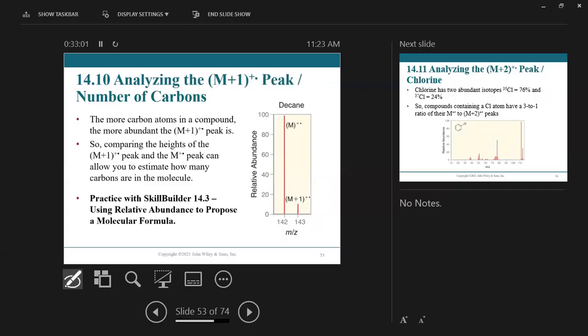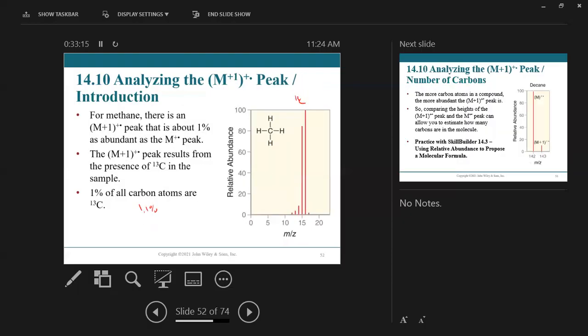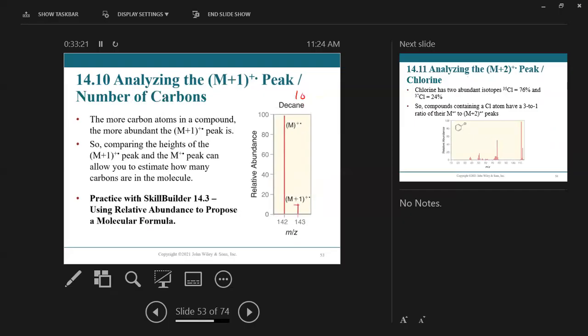So the more carbons in the molecule, the stronger that M+1 peak is going to come up. And here we have decane, which is 10 carbons. So look at the relative abundance here. Here it's around 10, and here it's pretty low. Because if you multiply 10 times 1.1, that's what? 11. So I should have said around 11.